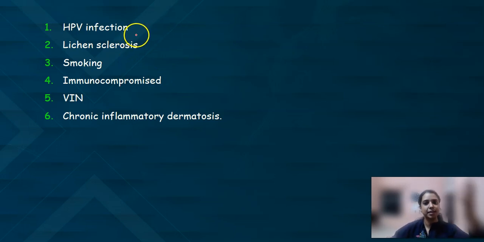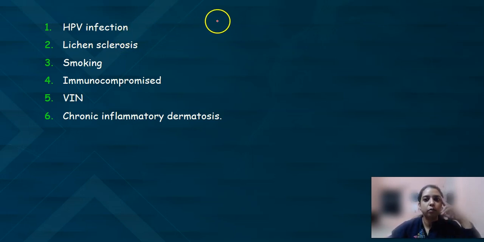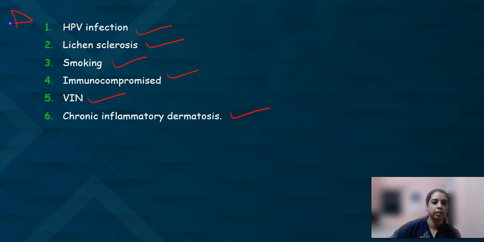So the questions are also being asked on it. Initially it was not that common. It is a cancer of postmenopausal age group. The risk factors are HPV infection, lichen sclerosis, smoking, immunocompromised, vulval intraepithelial neoplasia, and chronic inflammatory dermatosis. They are very important. There are 6, you have to remember them. So they all are risk factors for vulval cancer.